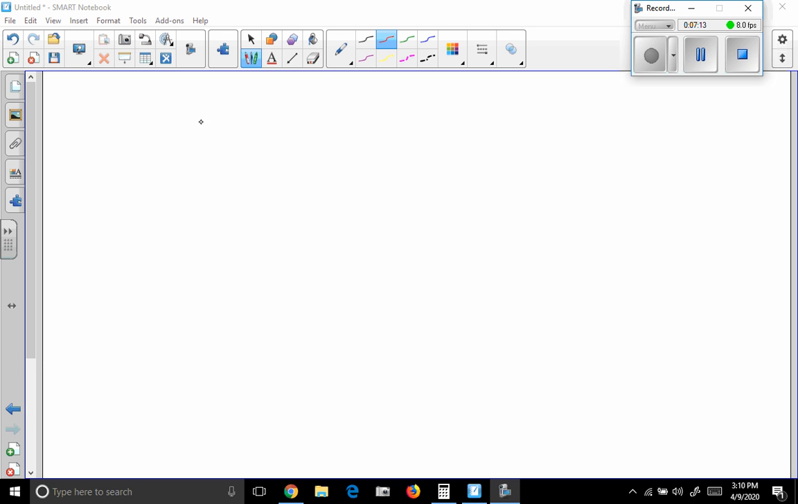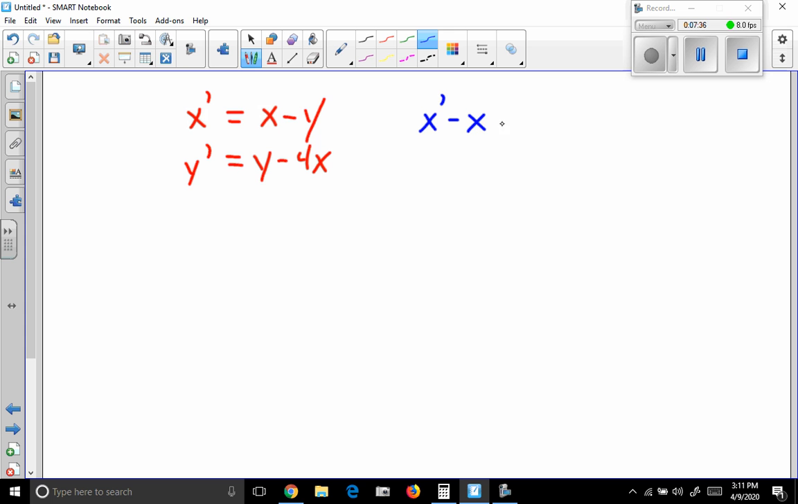So let's work through the system. x prime equals x minus y, and y prime equals y minus 4x. We want to begin by getting our x's and y's on one side. So for the top one, we're going to rewrite that as x prime minus x plus y equals 0. And for the second one, y prime minus y plus 4x equals 0.